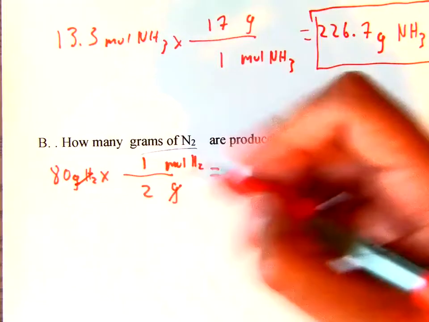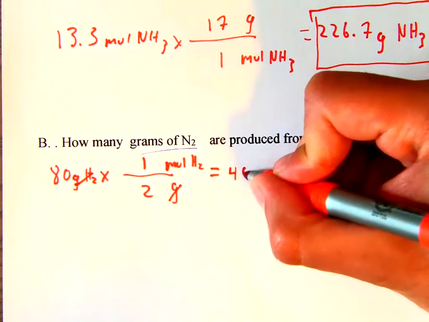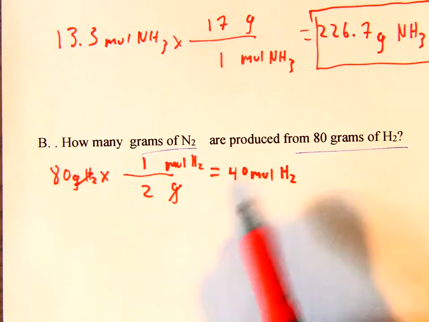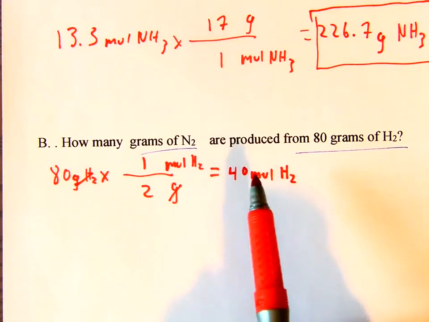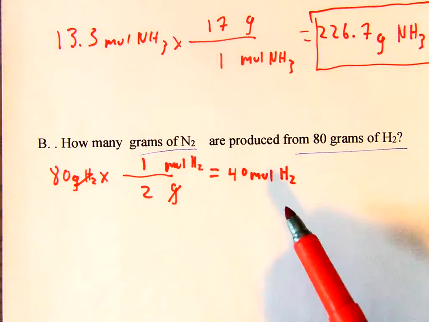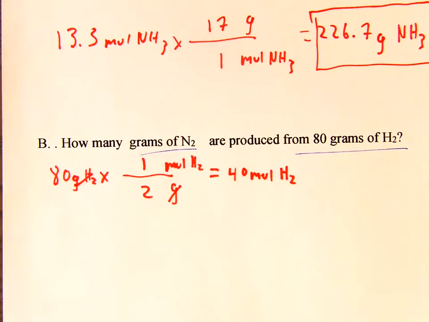These units cancel. We're left with 40 moles of H2. Okay, so that's just basic stoichiometry. We took this and converted it into moles, so we've done that before. Now I'm going to rewrite this and do the next step down here.